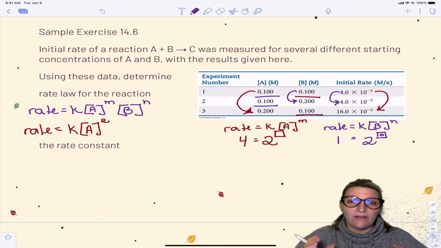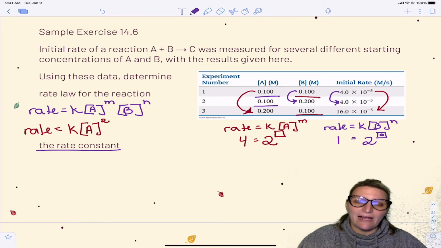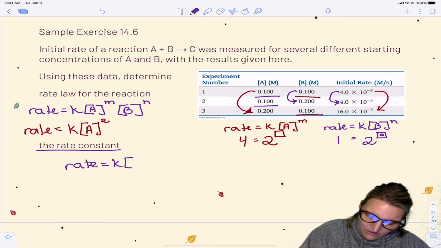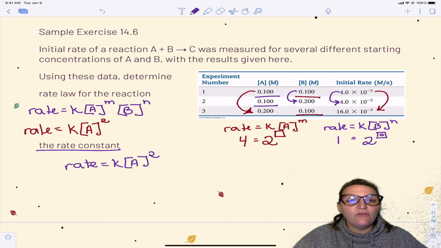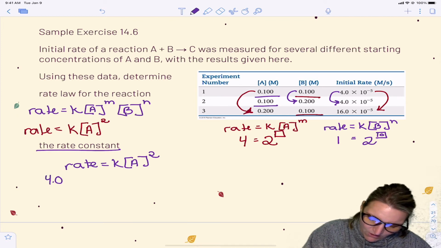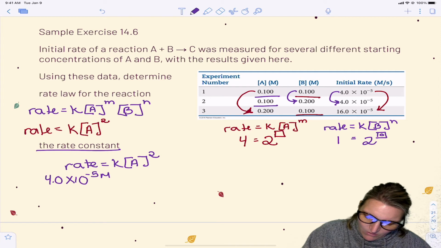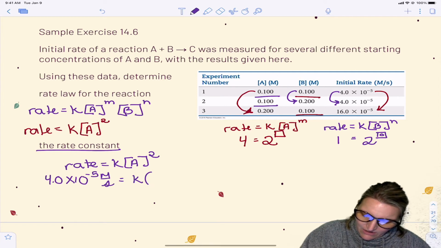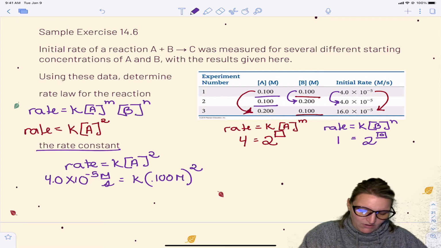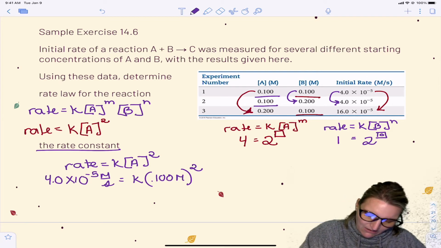So now that I have the equation, I'm just substituting for different variables. The next thing I want to find is the actual rate constant. So I know rate equals K times the concentration of A squared. I can use either the data from experiments 1, 2, or 3. I always just choose whichever one has the easiest numbers. That looks like experiment 1. So 4.0 times 10 to negative 5 molarity per second equals K times the concentration of A, which is 0.100 molarity, squared. Square it, divide. My answer comes out to be 4.0 times 10 to the negative 3.